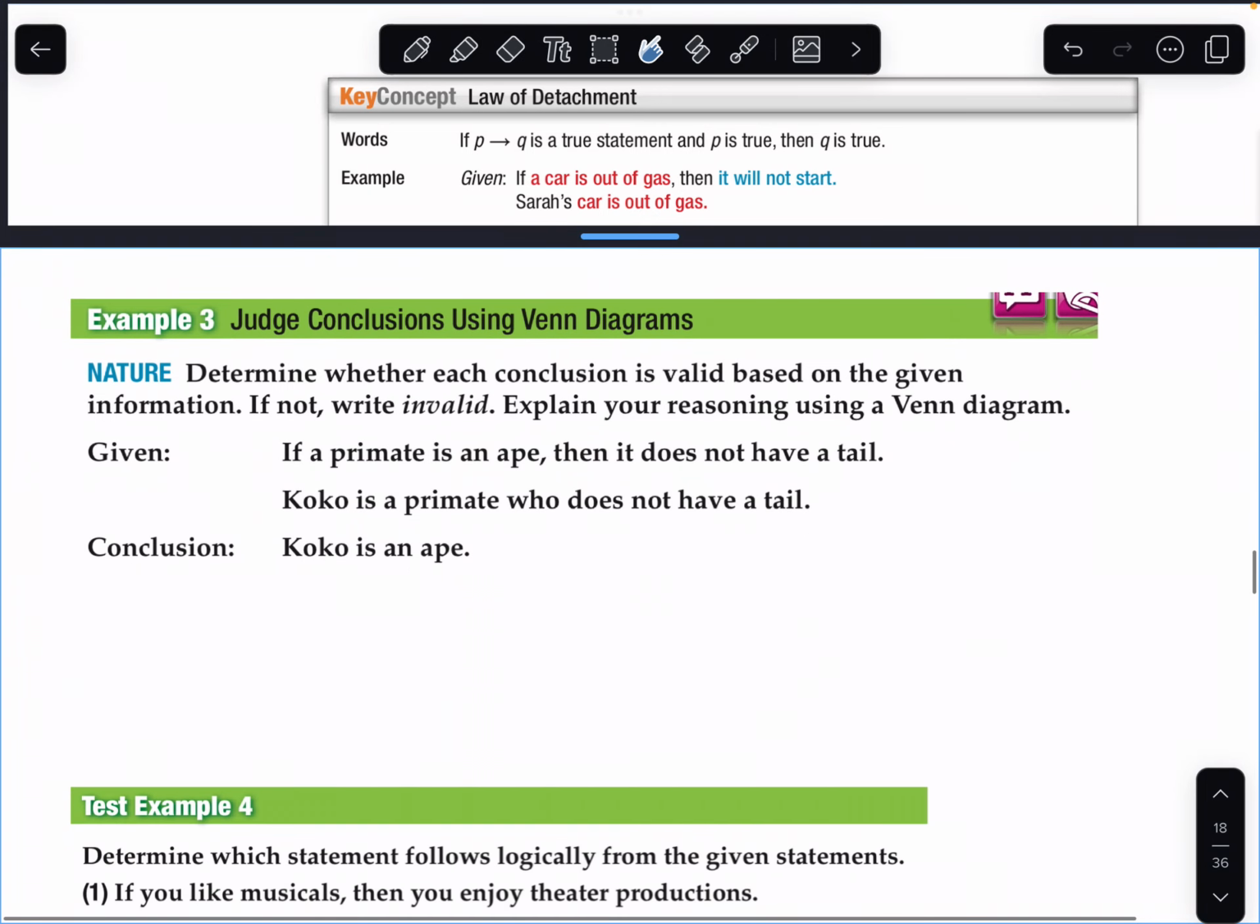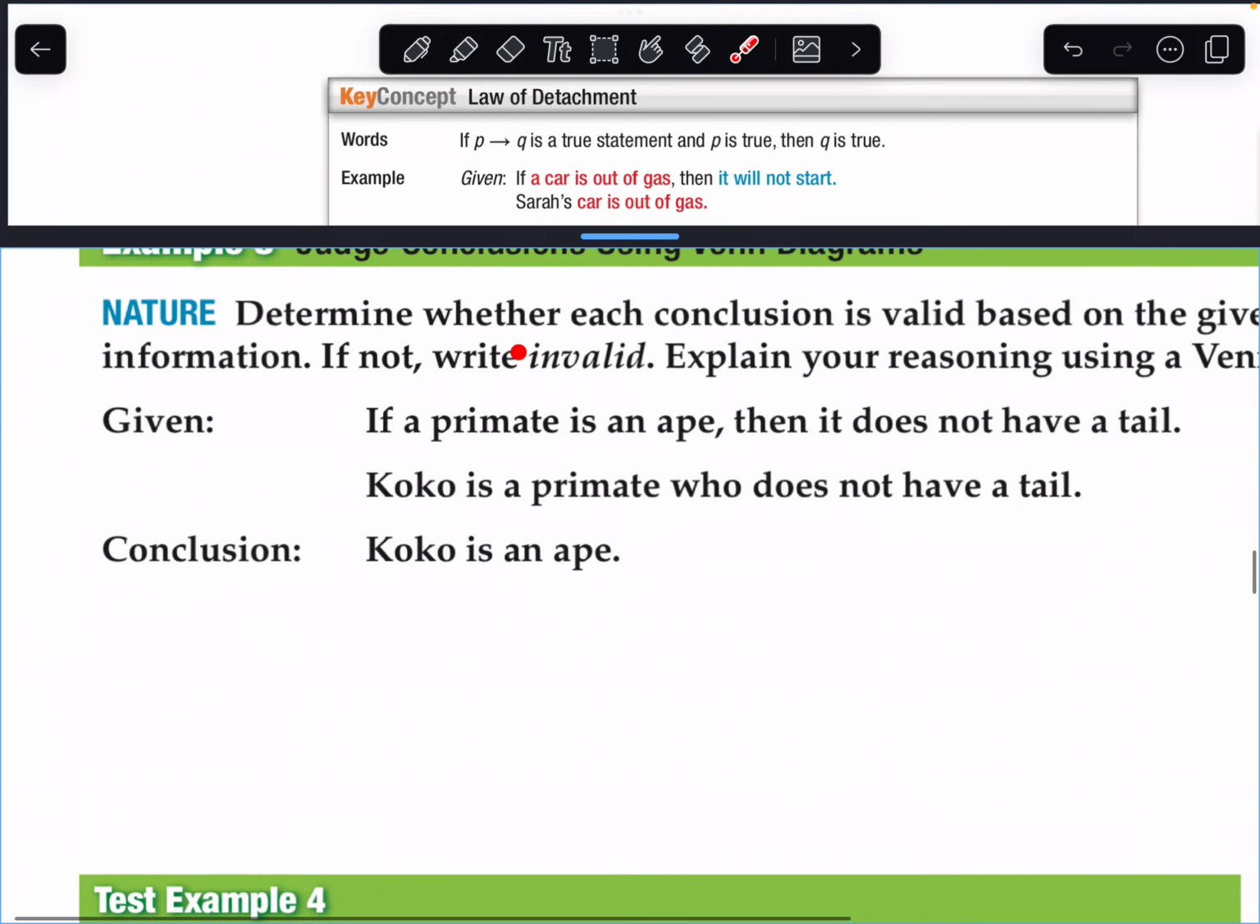Example number 3. Judge conclusions using Venn diagrams. Determine whether each conclusion is valid based on the given information. If not, write invalid, explain your reasoning using a Venn diagram. Okay, given. If a primate is an ape, then it does not have a tail. Coco is a primate who does not have a tail. Conclusion, Coco is an ape.